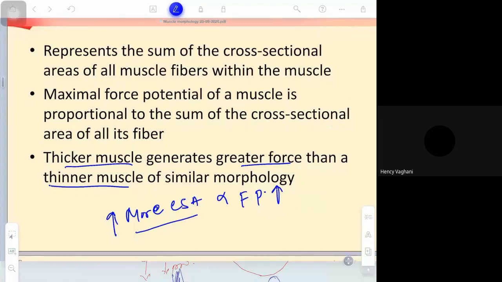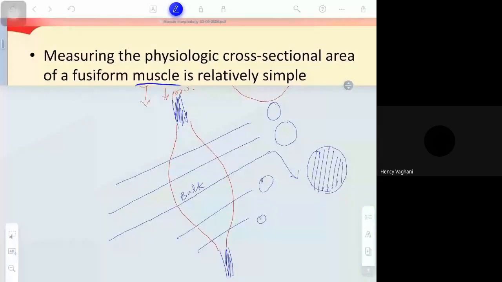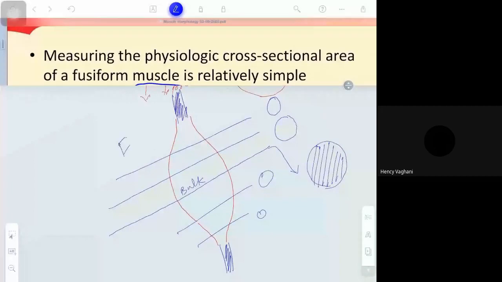Okay. How will you measure the physiological cross-sectional area for pennate muscle? We already studied this is a fusiform muscle. What we discussed in fusiform muscle, the cross-sectional area should be measured at the muscle bulk. Here. Clear?